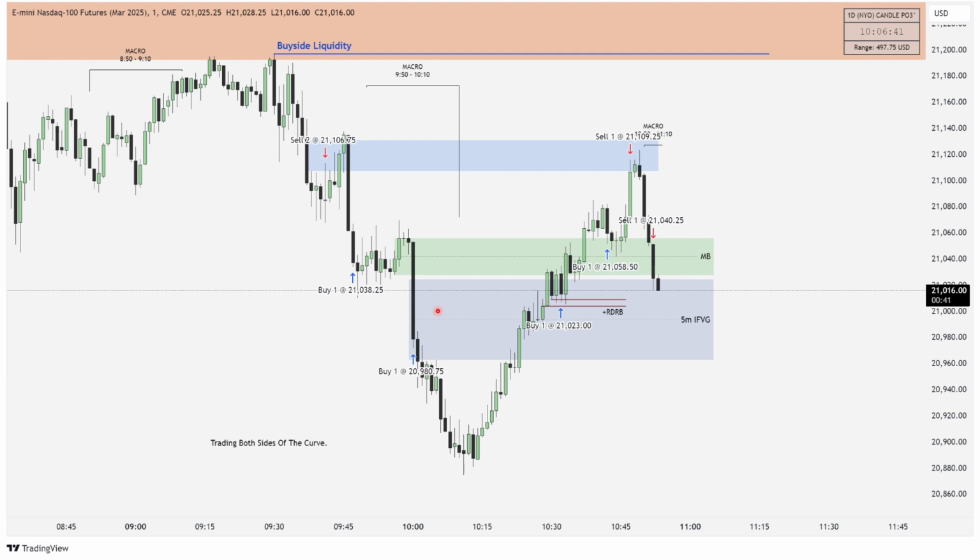And I was specifically looking to take a partial, which I did here, at the first percent fair value gap, and I looked to exit my second contract above this buy side liquidity pool inside of the opening range gap. That was the idea.